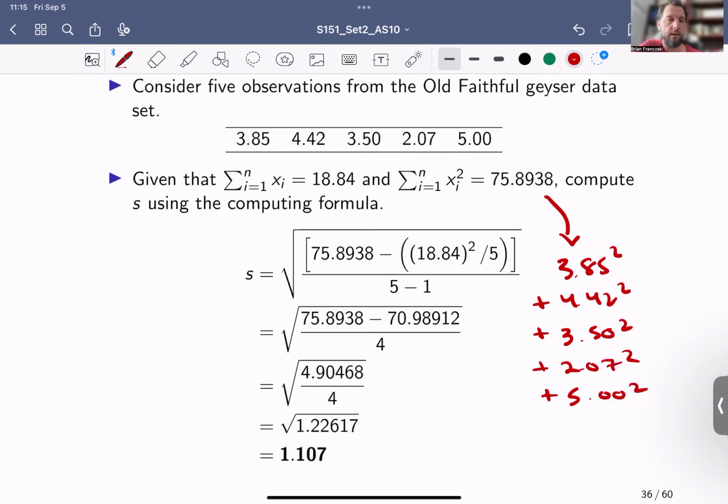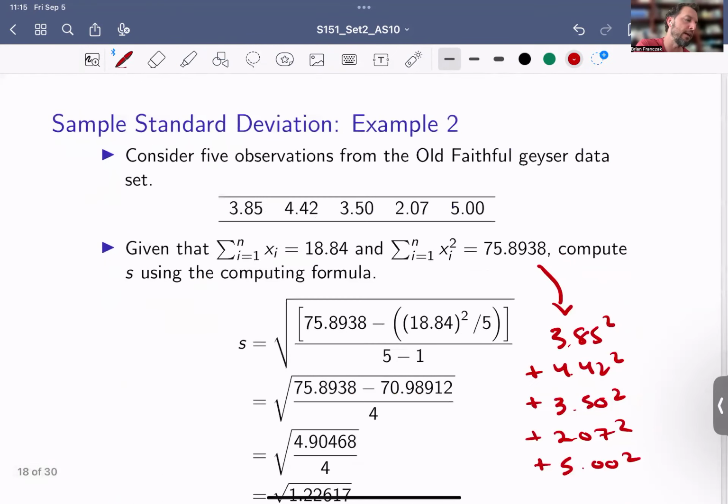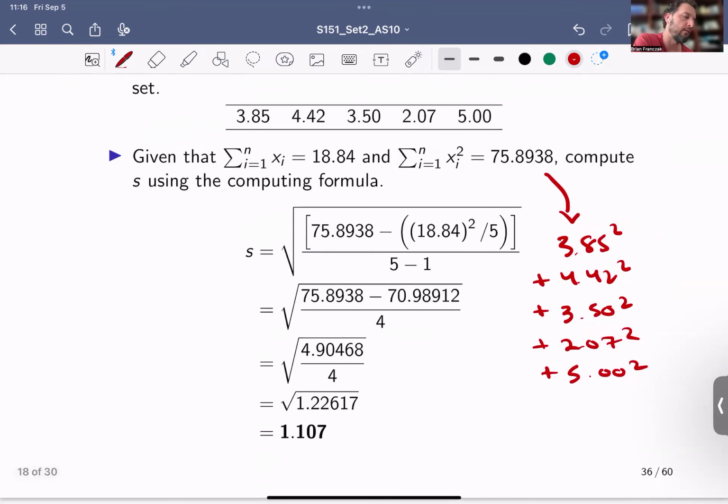So then all I have to do is plug into my formula. The 75.8938 gets plugged in for the sum of the xi squared. The 18.84 gets plugged in for the sum of the xi. So I have 75.8938 minus 18.84 squared over 5, and that whole thing is divided by 5 minus 1. I do the squared divided by 5 calculation first. So I have 75.8938 minus 70.98912 over 4. Notice that that gives me the exact same quantity from the previous example. So now you can already see that these values are going to agree.